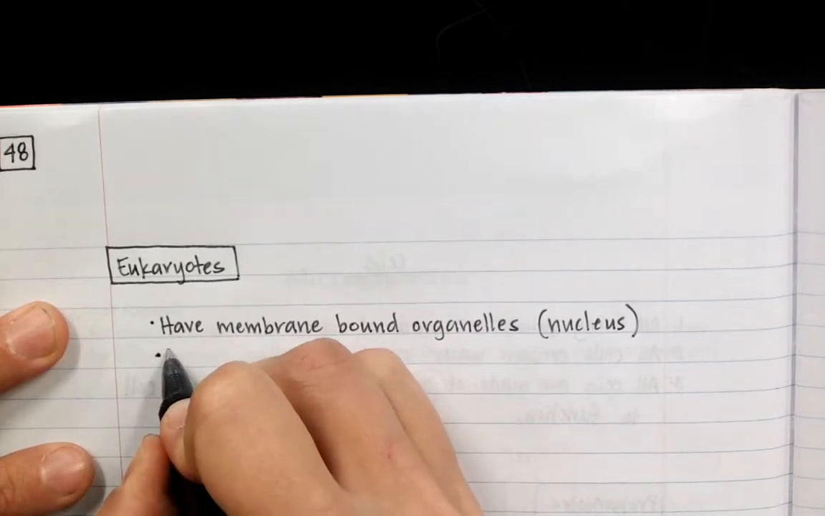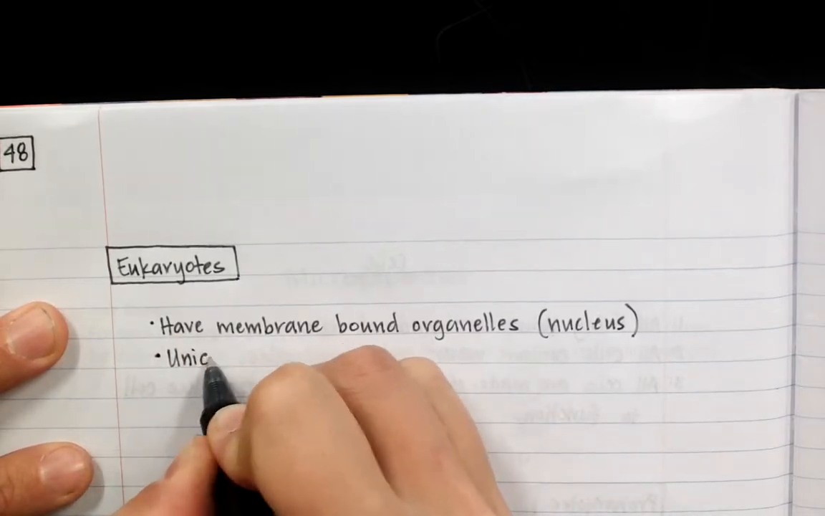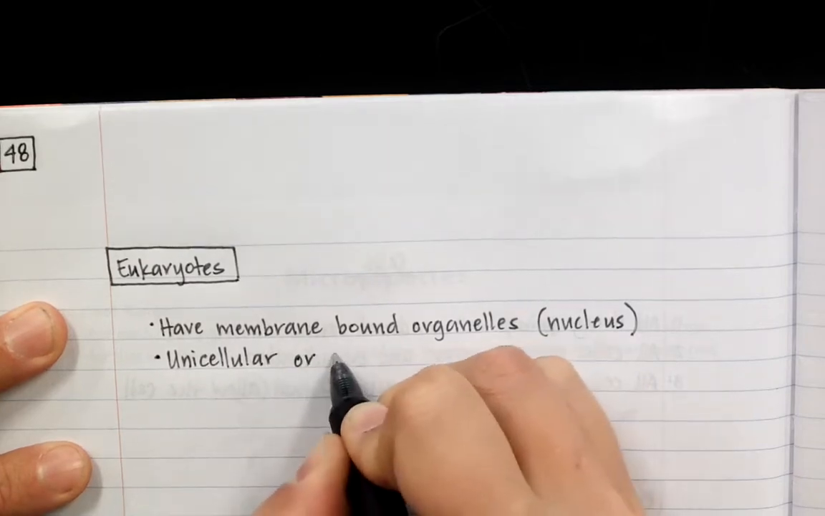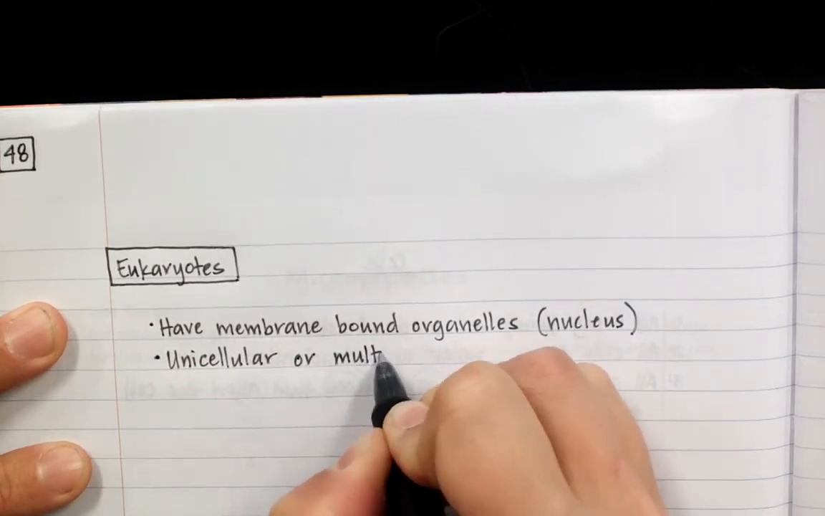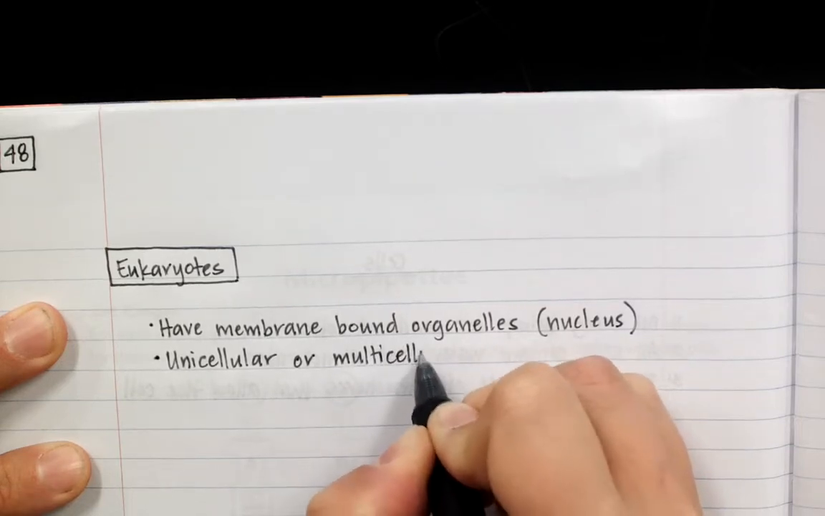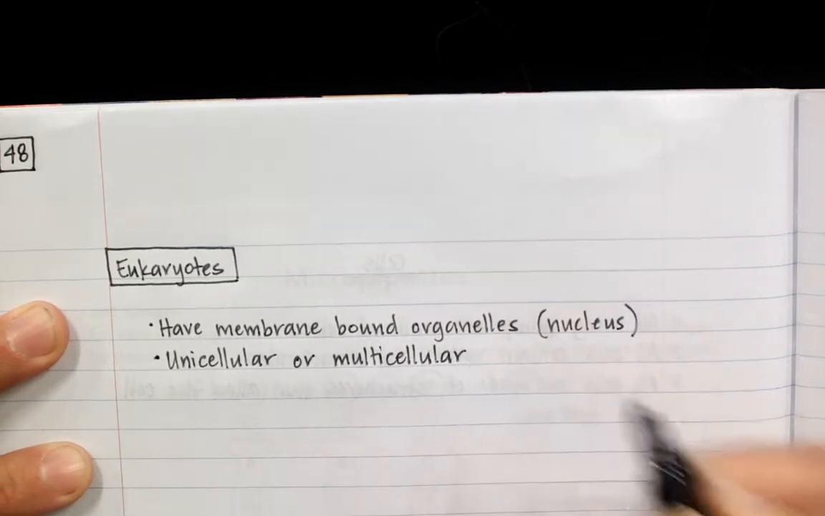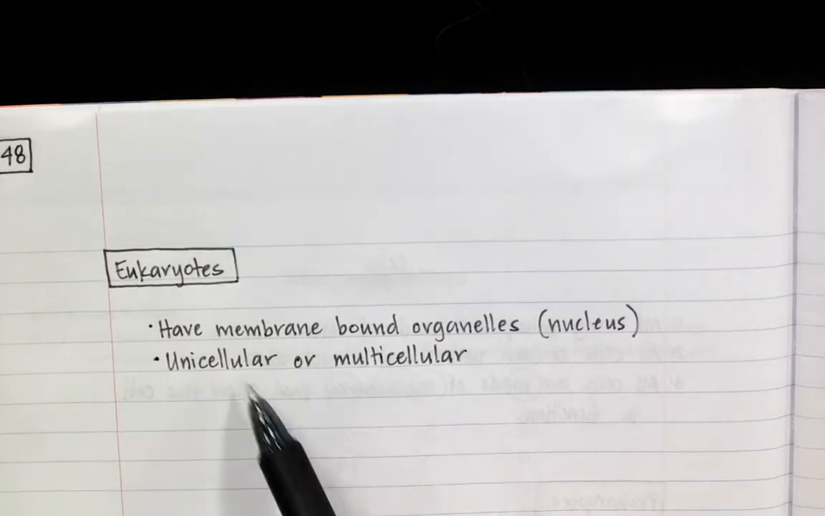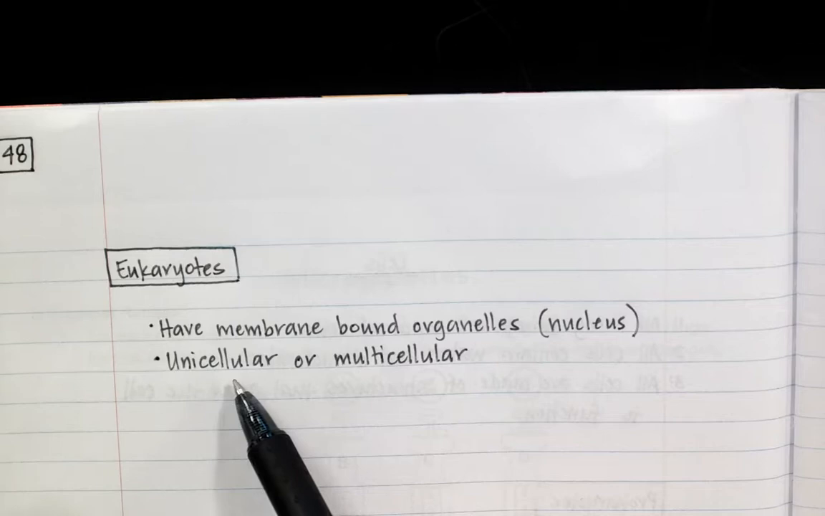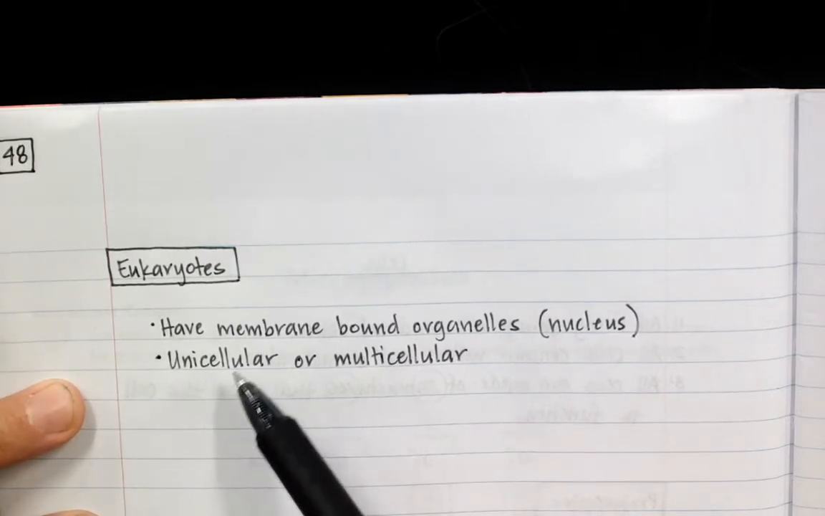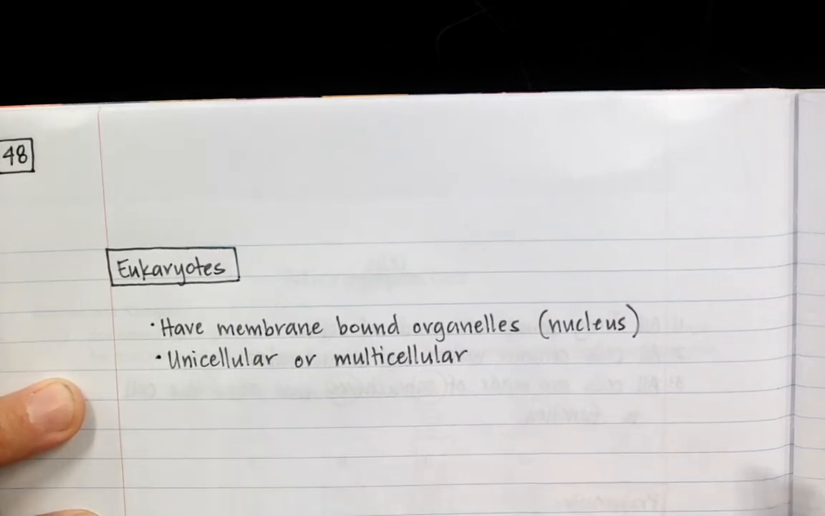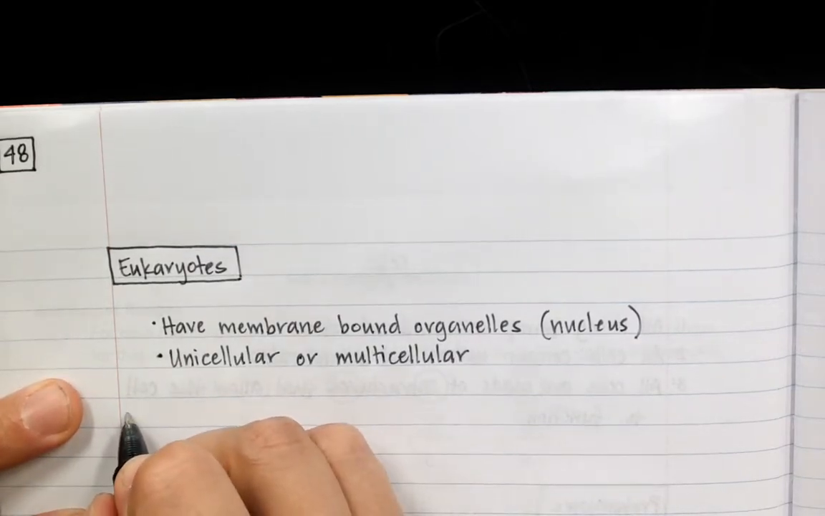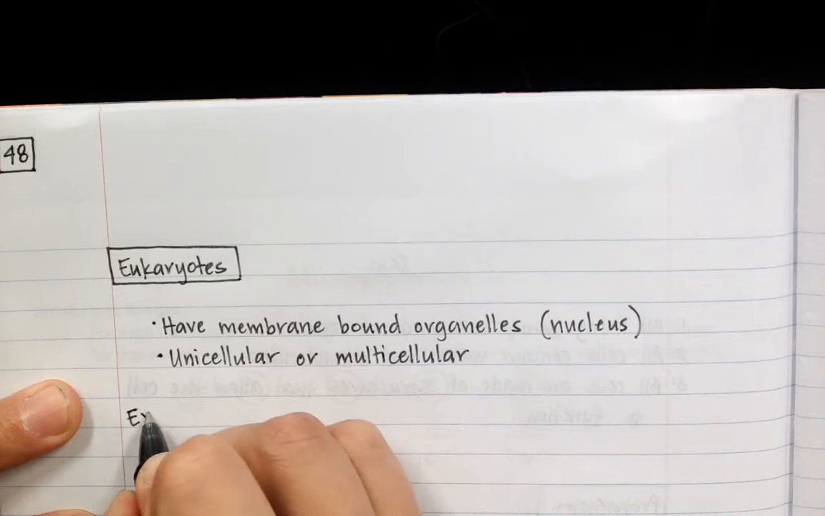Eukaryotes can be unicellular or multicellular. So you can have things like dogs and cats that are made up of many, many, many cells, or you can have things like algae, some funguses that are single-celled. Those are unicellular things. And the first example that we're going to talk about is a plant cell.